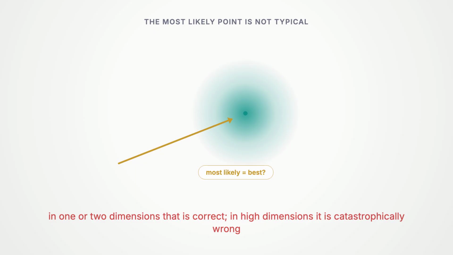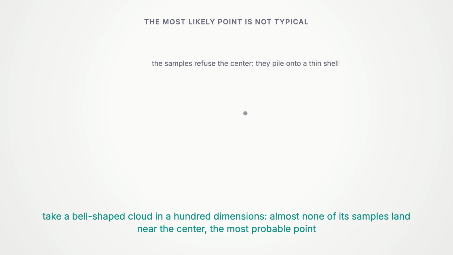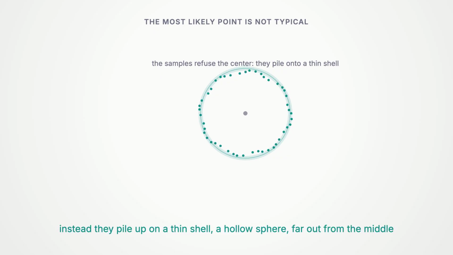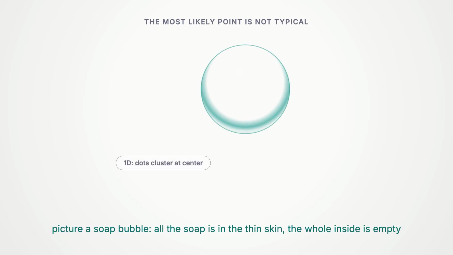Take a simple bell-shaped cloud, but in 100 dimensions. Where do its samples actually land? Almost none of them land near the center, the very point with the highest probability. Instead, they pile up on a thin shell, a hollow sphere, far out from the middle. Picture a soap bubble. All the soap is in the thin skin. The whole inside is empty, even though the exact center is the single most probable spot.